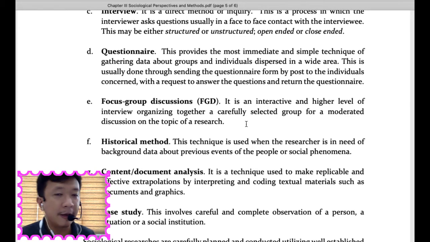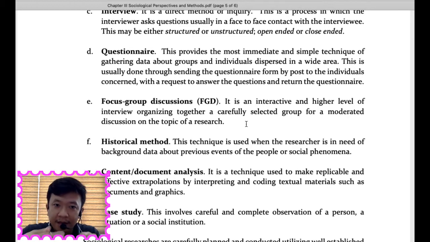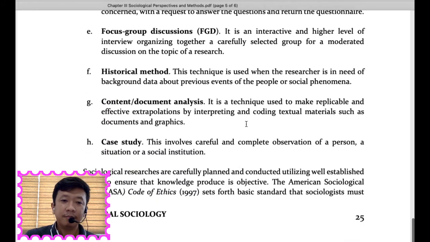Historical method is basically when you look at data, no? Like archival research. Punta ka sa isang library, tignan mo yung mga naisulat na about a particular place. So mag-excavate ka ngayon, hindi yung physical excavation but mag-excavate ka ng mga dokumento para makita mo kung ano ba yung history ng isang bagay or ng isang place, no? Or ng isang tao. Okay?